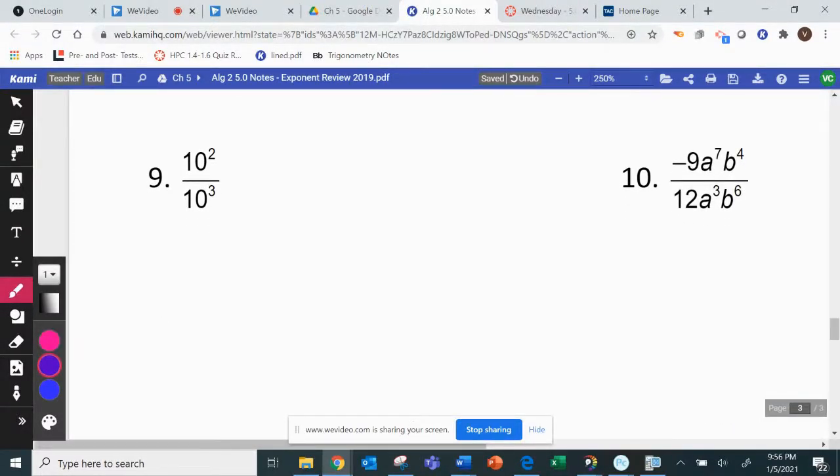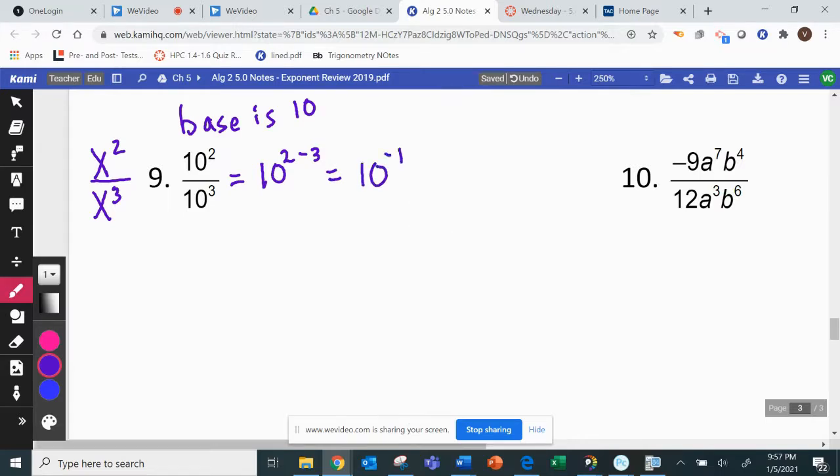I changed my color. All right, number 9, excuse me, is dividing like bases. The base is 10. This would be the exact same thing as doing x squared over x to the 3rd, only it's not an x, it's a 10. So when we divide, the rule is subtract the exponents. So I have 10 to the 2 minus 3, which equals 10 to the -1.